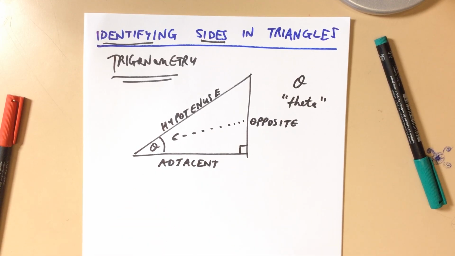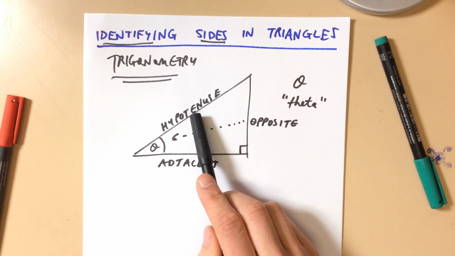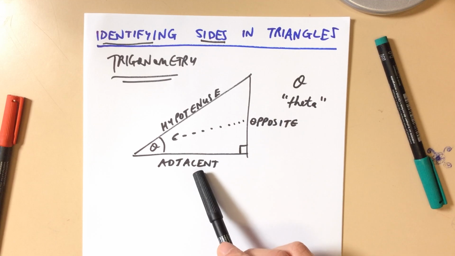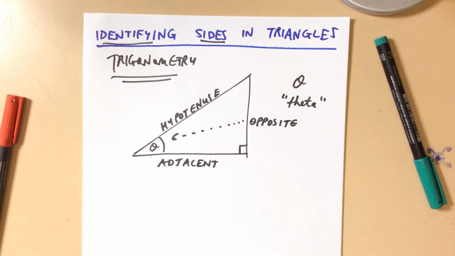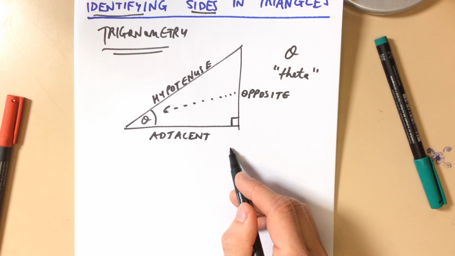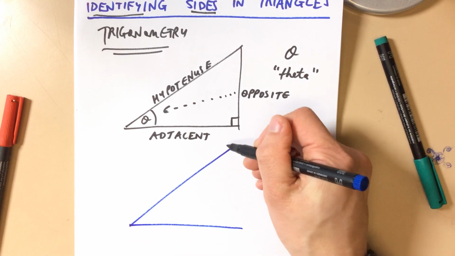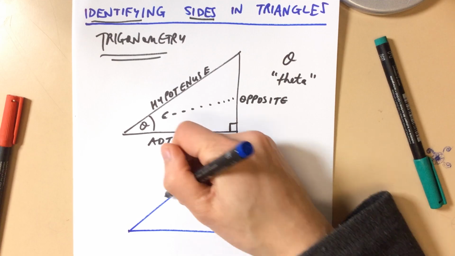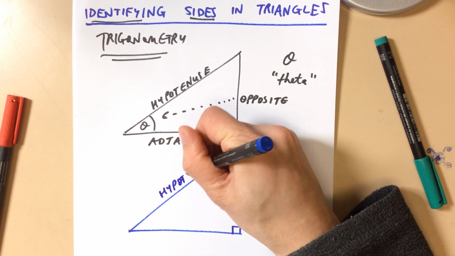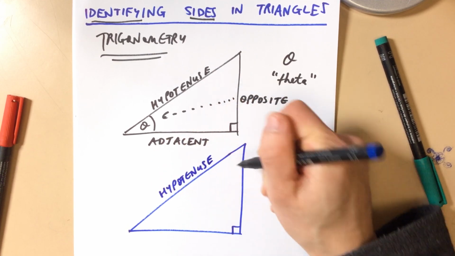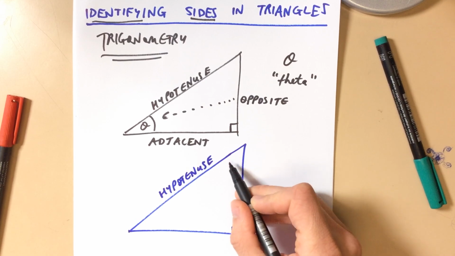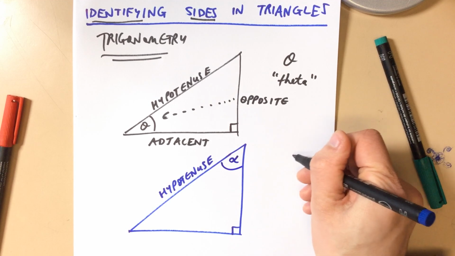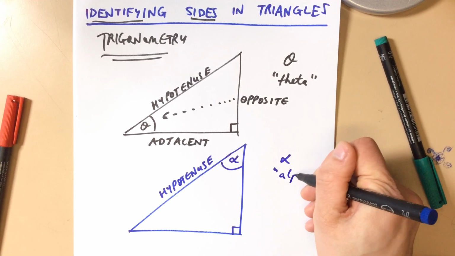Okay, now the important thing to get is that even though the hypotenuse stays the same, whichever angle you're looking at, the opposite and adjacent sides will switch around depending on your point of view. So if I draw the same triangle again, okay, here we go, and I've got my right angle, which means that this side over here is the hypotenuse. So now if I look from up here, this is a different angle, so I'm going to call it alpha, which is another Greek letter.